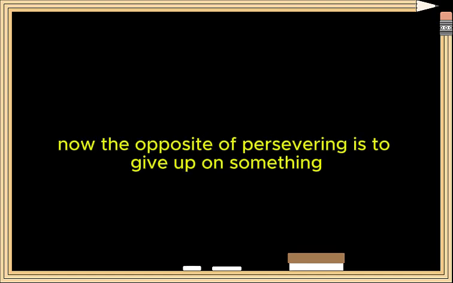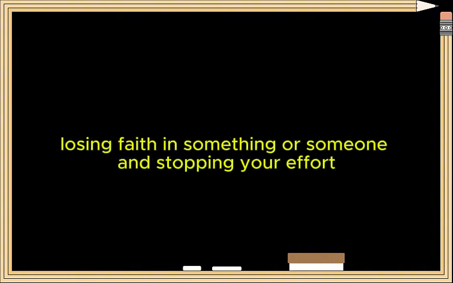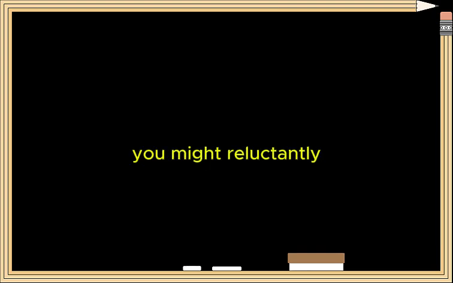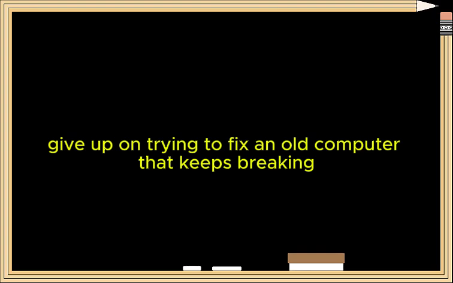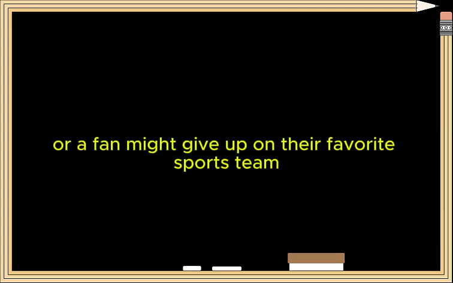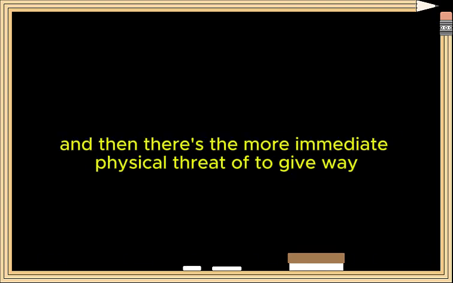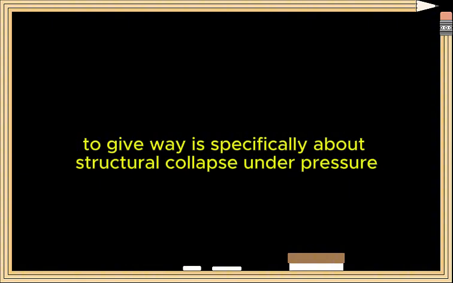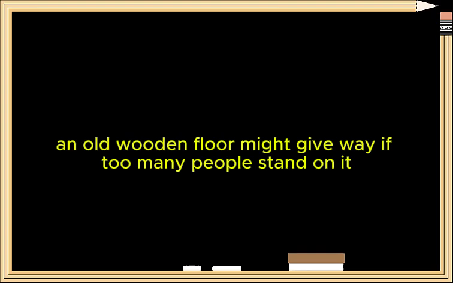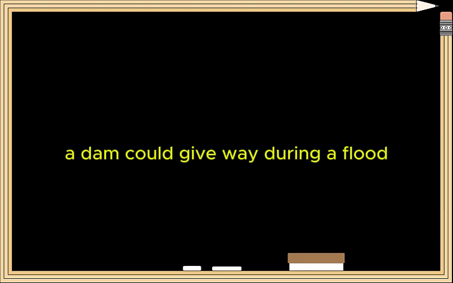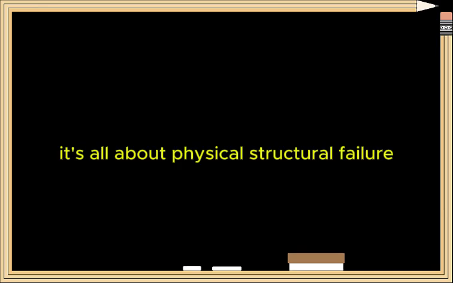Exactly. Now, the opposite of persevering is to give up on something. This is admitting defeat. Yes, losing faith in something or someone and stopping your effort. You might reluctantly give up on trying to fix an old computer that keeps breaking. Or a fan might give up on their favorite sports team after a decade of losing. And then there's the more immediate physical threat of to give way. To give way is specifically about structural collapse under pressure. An old wooden floor might give way if too many people stand on it. A dam could give way during a flood. It's all about physical, structural failure.